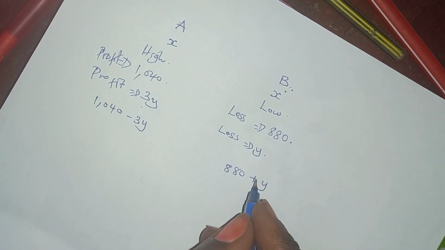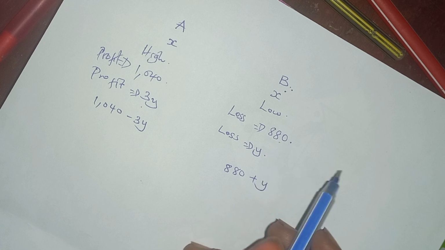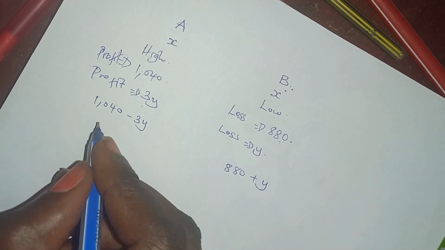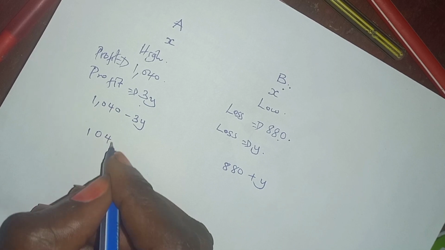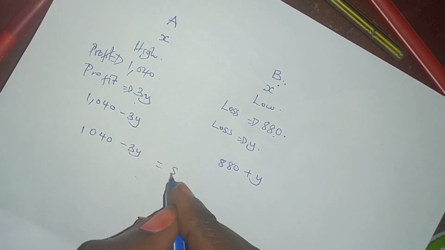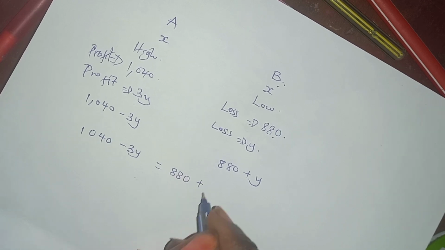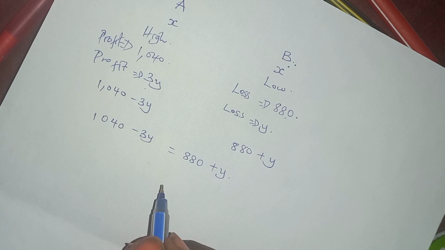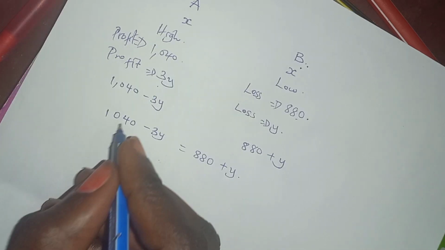But where there is a loss, we'll take the selling price, then we add the loss, then that will give us the buying price. And because these items are bought at the same price, that will mean that 1,040 minus 3Y is equal to 880 plus Y. So let's collect the like terms and find the value of Y.